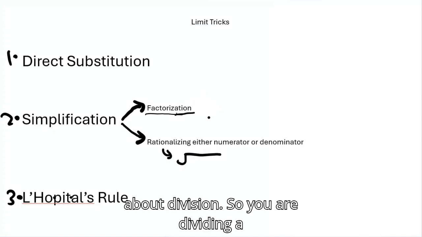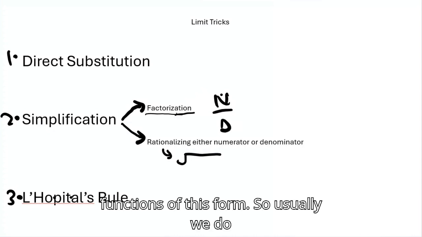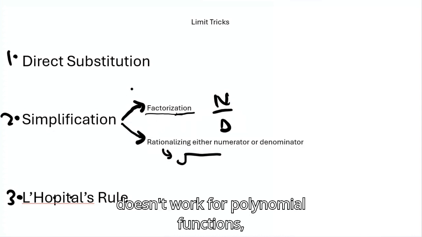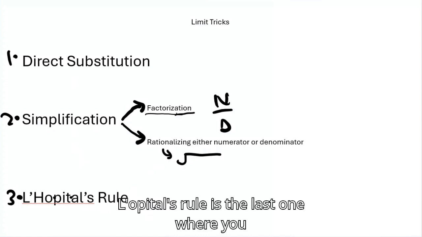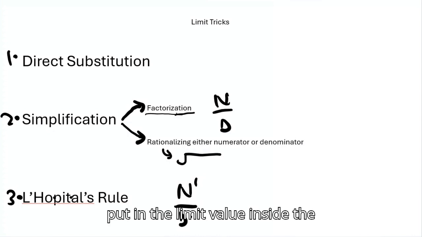So you are dividing a numerator over a denominator. A function is of this form, so usually we do factorization for such functions. Substitution works for polynomial functions. And L'Hopital's rule is for when step one and step two don't work. It is the last one, where we find n prime over d prime before you put in the limit value inside the function.